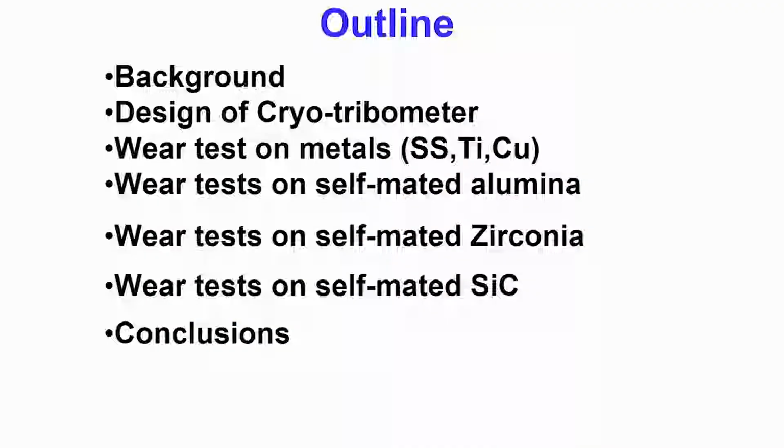So, first I will give a brief background, then that will be followed by design of what I call a cryotribometer. Like for high temperature tribology, we need to have a separate tribometer. Similarly, for cryogenic testing we also need a different test facility. Then I will give you some illustrative examples of wear tests on metals like stainless steel, titanium, copper, followed by alumina and zirconia in the next couple of lectures, and silicon carbide, and then I will conclude.